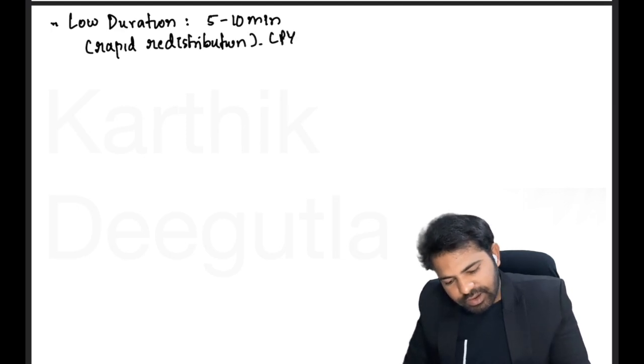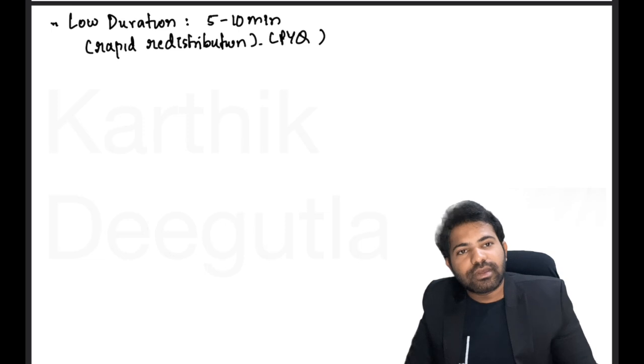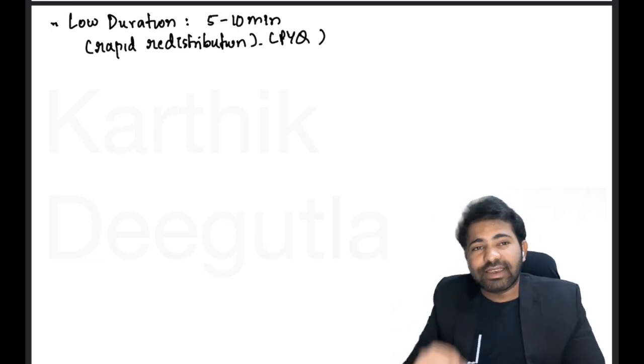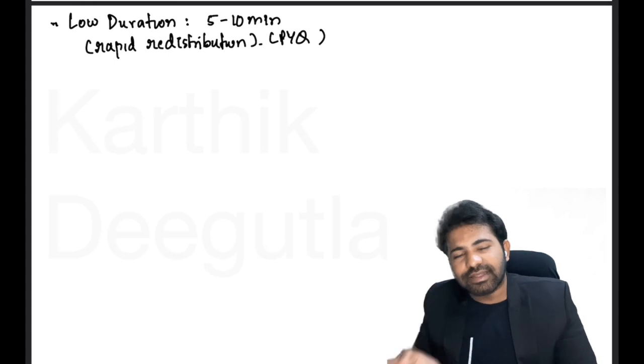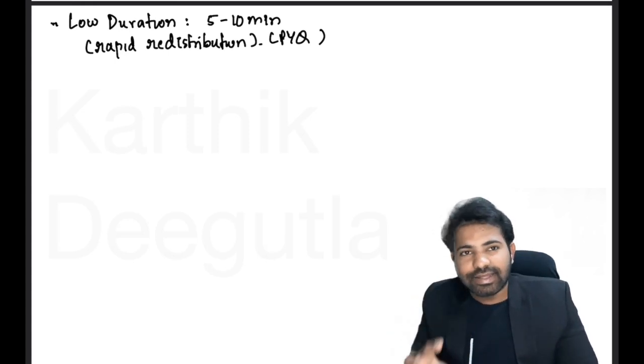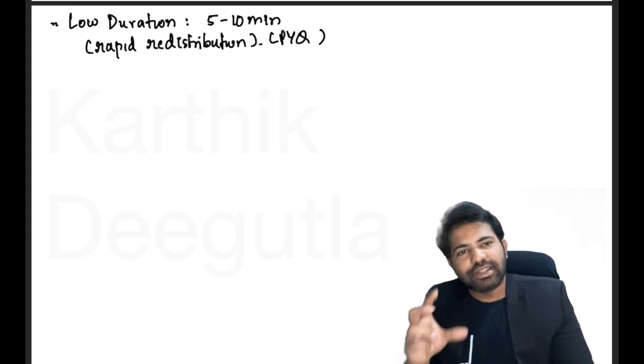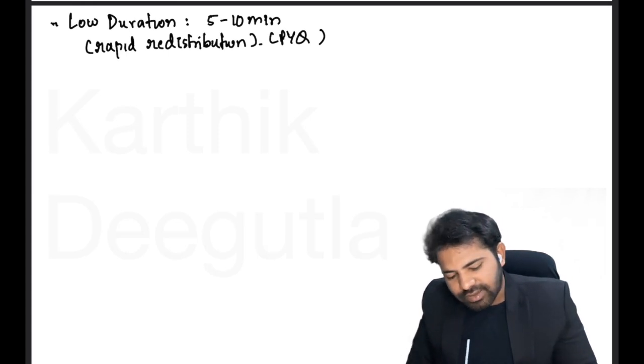This is a previous year question, an MCQ. Rapid redistribution of the drug from the CNS to other tissues. That is why the drug is not there in the CNS to act at the GABA receptors. That is why the duration of action is very short. This is due to redistribution to other tissues out of the CNS. Clear?